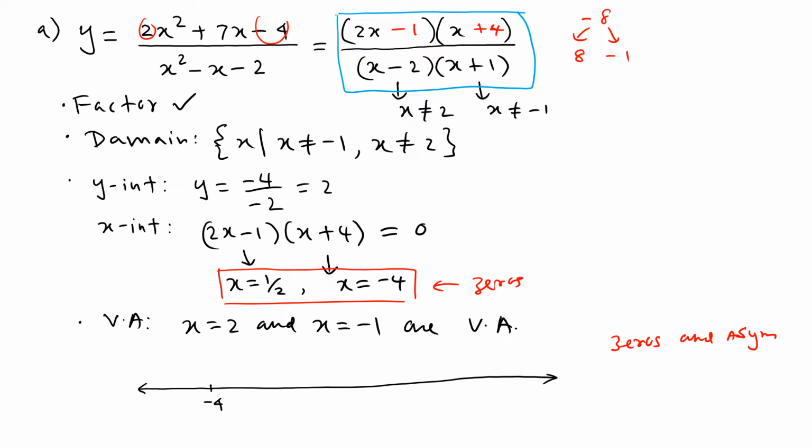So that's what we're going to put here, zeros and asymptotes. So that means -4. And then we have -1 as an asymptote, and then 1/2 as a zero, and then 2 as an asymptote. So those are the ones we're going to put here, both zeros and asymptotes. Now we just try to do the sign diagram. So this is actually the sign diagram. So let's write it. Sign diagram.